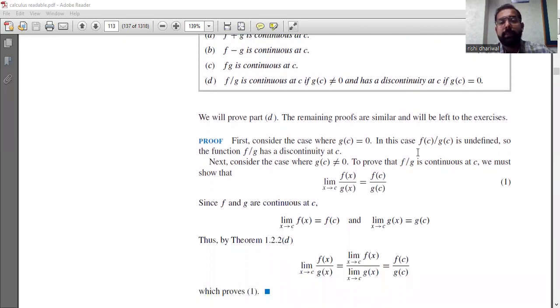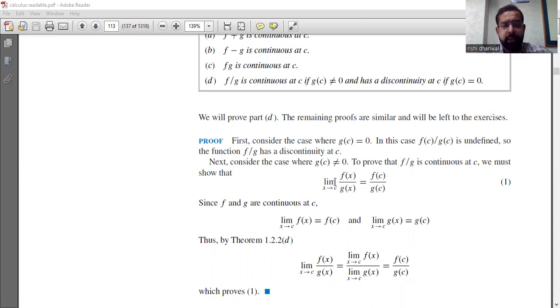We will prove part (d). The remaining proofs are similar. First, we consider the case g(c) is equal to 0. In this case, f(c)/g(c) is undefined, so the function is discontinuous. Next, consider the case g(c) is non-zero. f/g is continuous at c.